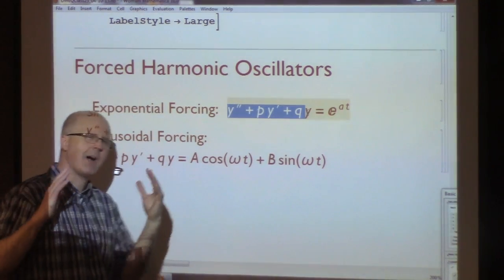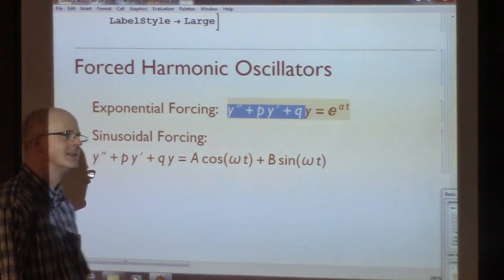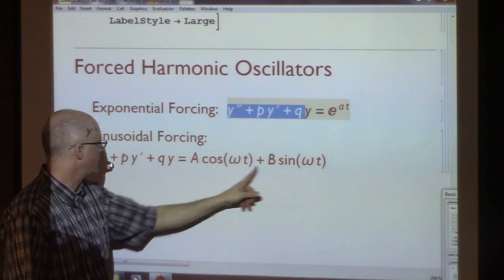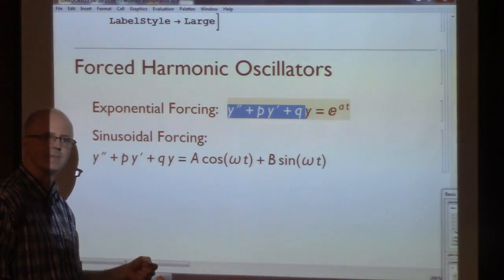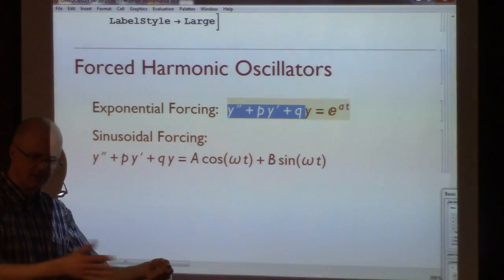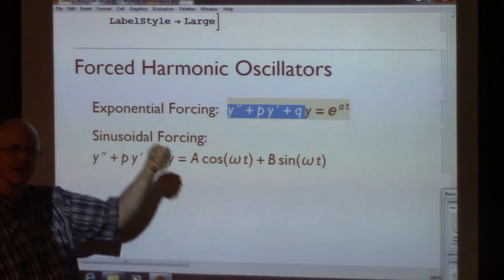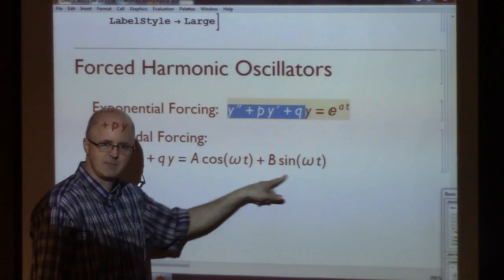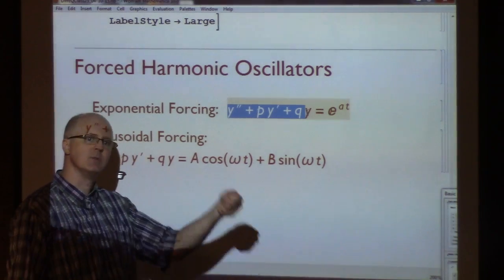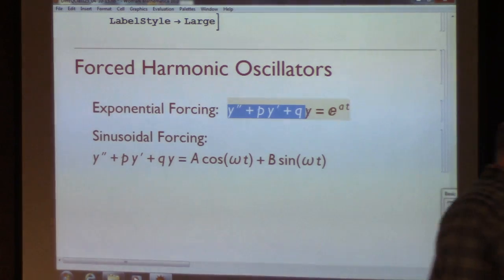Now it's hard to imagine how you would apply an exponential external force. That might be hard to imagine, but we will try to imagine it anyway. This is a sinusoidal forcing. That's maybe a little easier to imagine. It could, for example, correspond to having the mass on a table, and then you oscillate the table itself back and forth, which makes the external force sinusoidal and related to gravity. You can actually move the table back and forth like that. So that's a little easier to imagine. But the first case is easier to solve.